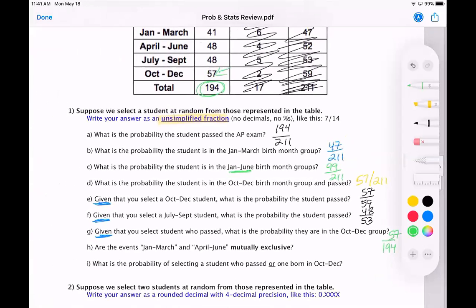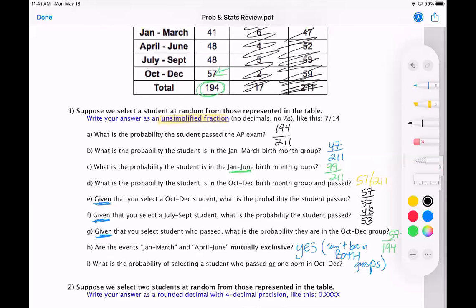And terminology that I'd like you to be familiar with: are the events January to March and April to June mutually exclusive? We would say yes, they're mutually exclusive. You can't be in both groups. They're excluded from each other. If you're born in January, you can't also be born in April. So these are mutually exclusive events.